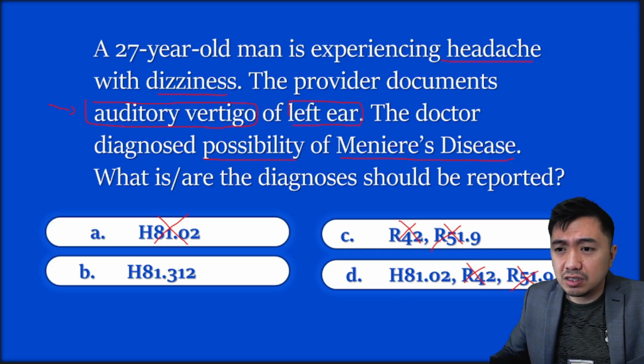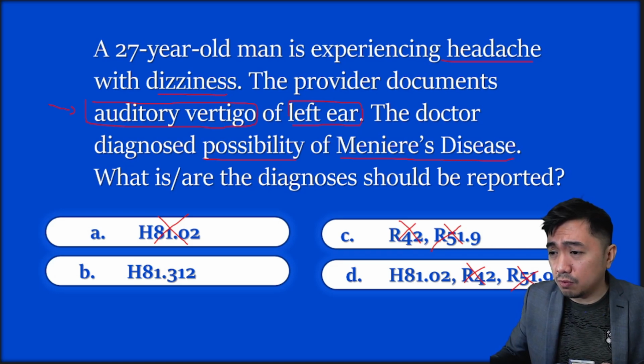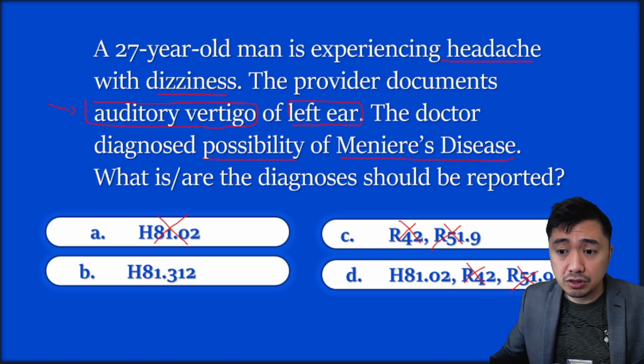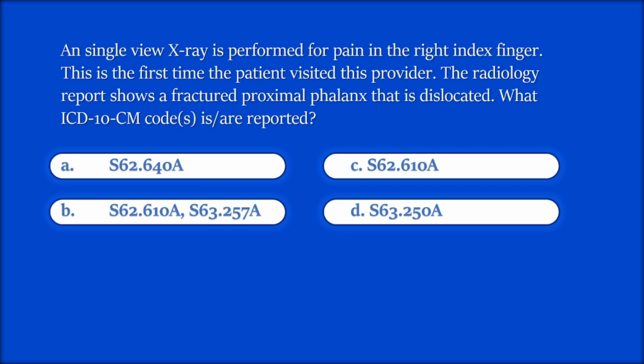All right, so let's now proceed to the third question, worth $600. A single view x-ray is performed for pain in the right index finger. This is the first time the patient visited this provider. The radiology report shows a fractured proximal phalanx that is dislocated. Timer starts.